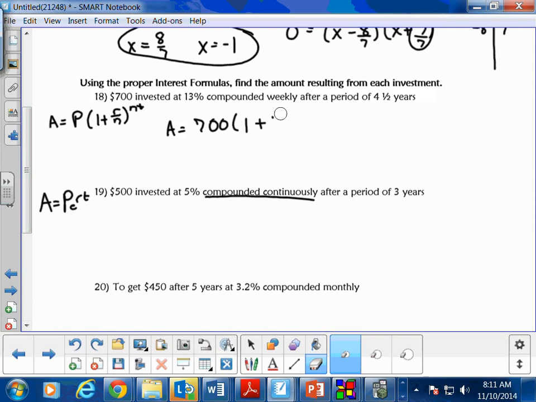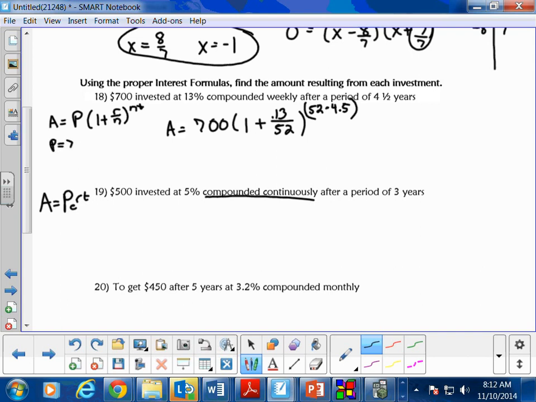So let's fix that. Remember, you move the decimal over twice. And it's compounded weekly, so that n is 52. And so you'll have 52 times 4.5, which is 4.5 years. If you notice, we have all that there. P was 700, the rate 0.13, n was 52, t was 4.5, and that's how the equation got formed.